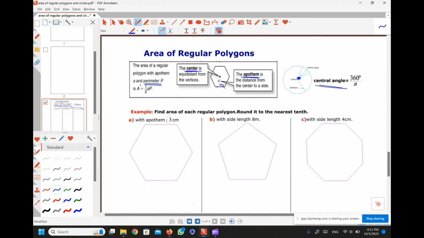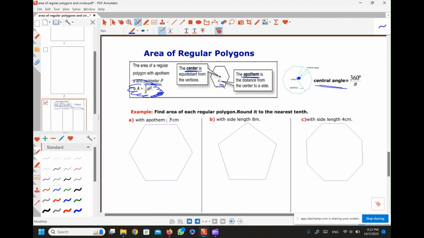The formula of area for regular polygons is given by 1 over 2 times apothem times perimeter. So in the questions, one of the elements will be given. Either apothem will be given or side length will be given. So you are just going to find the one missing element. So let's start solving questions.